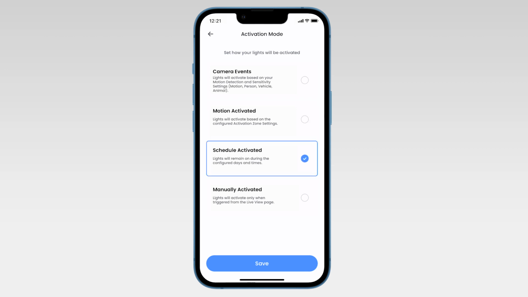Schedule activated means the lights can be scheduled to be active at a certain time. Manually activated lets you physically trigger the floodlights.